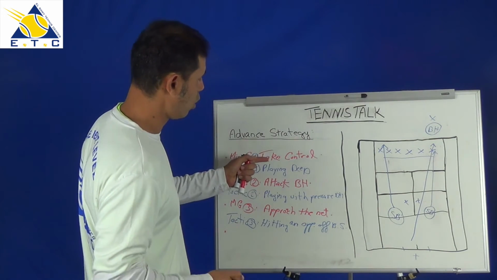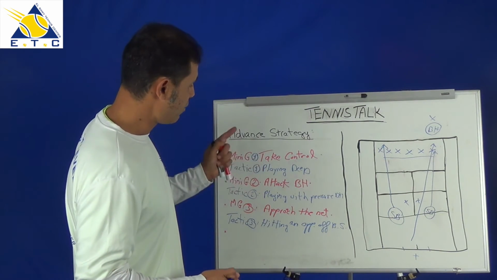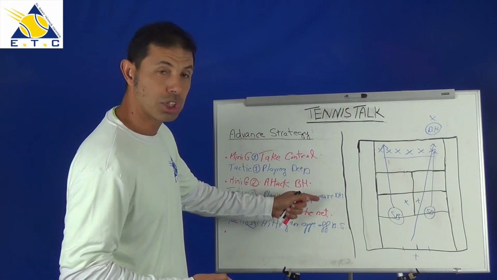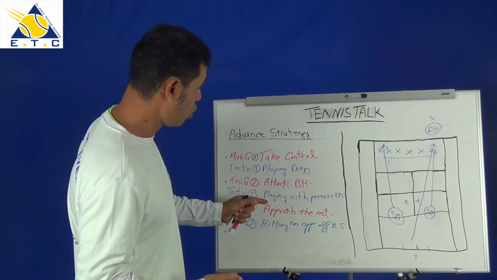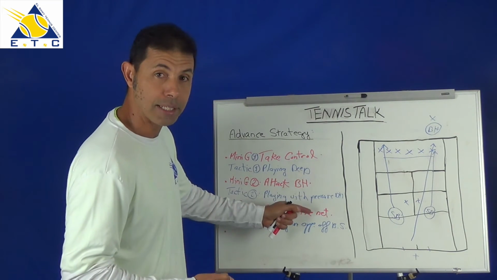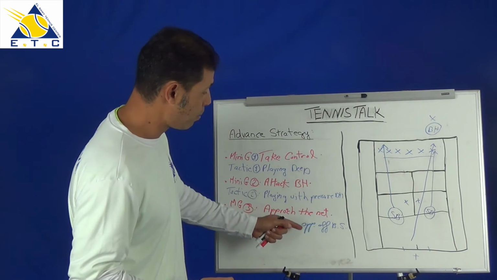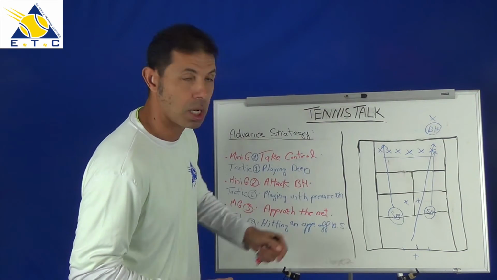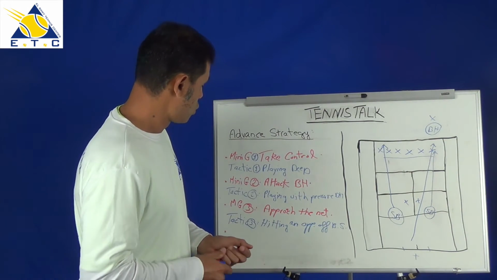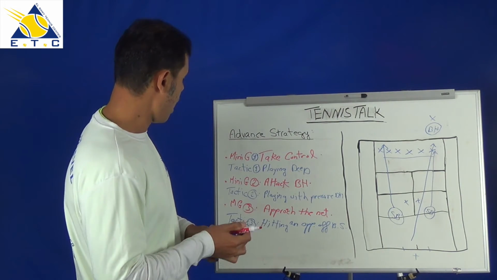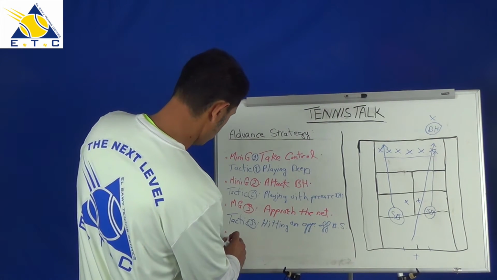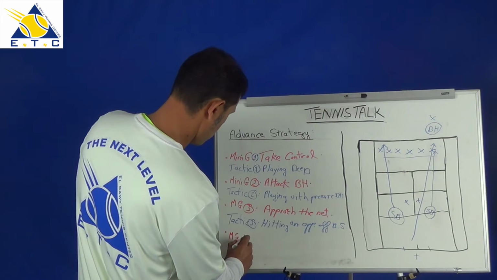So I've taken control of the point by playing deep. I've attacked the backhand by playing with pressure to that backhand. I got the short ball, and now I'm approaching the net, okay, by hitting an approach shot down the line off both sides. All right, so now I'm at my last step in this strategy, which is mini goal number 4.